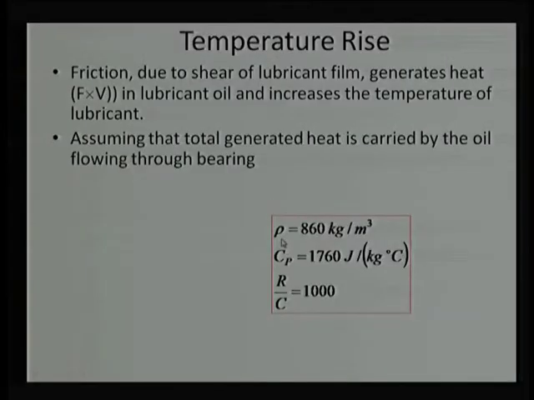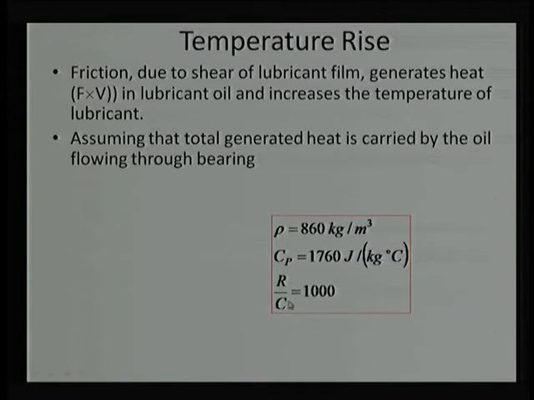We can assume the density of the lubricant is 860 kilogram per meter cube. It is slightly lower than water density. The heat capacity is 1760 joule per kilogram centigrade. This is one of the very common figures often quoted for liquid lubricants. If you do not have anything else, we can go ahead with this kind of heat capacity.